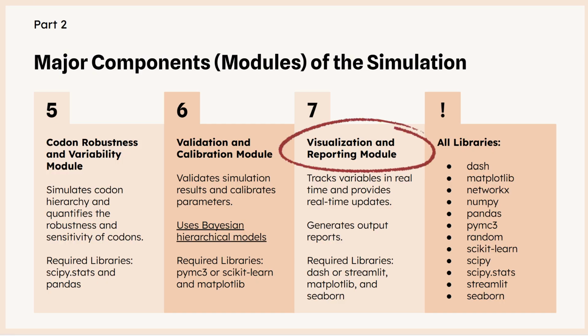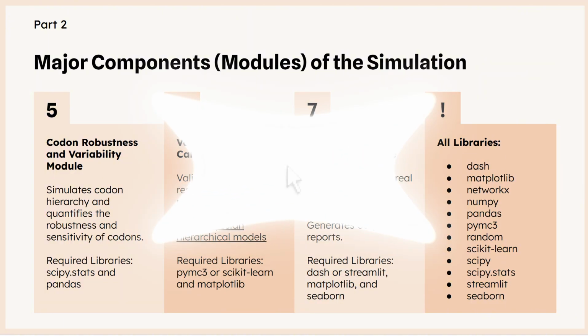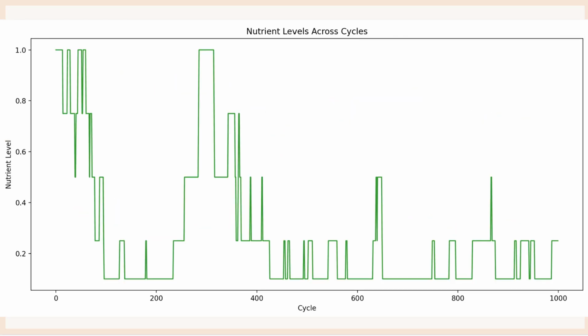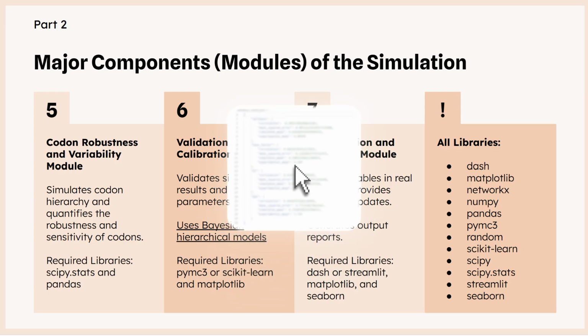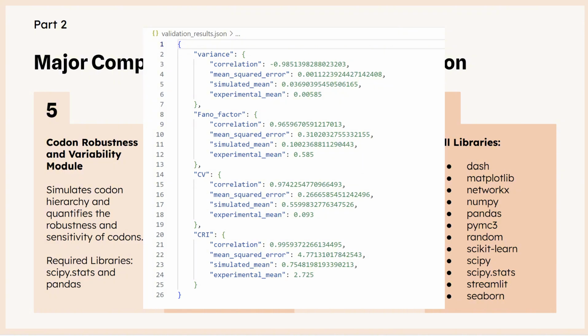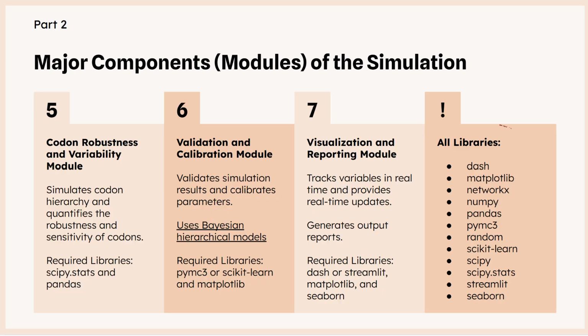The visualization and reporting module tracks protein synthesis rates, nutrient conditions, and codon RTE in real time. It generates graphs for variance, Fano factor, and CV, and also outputs a summary report at the end of the simulation. I have the full list of required libraries here, some of which can be substituted for one another, like Dash for Streamlit.